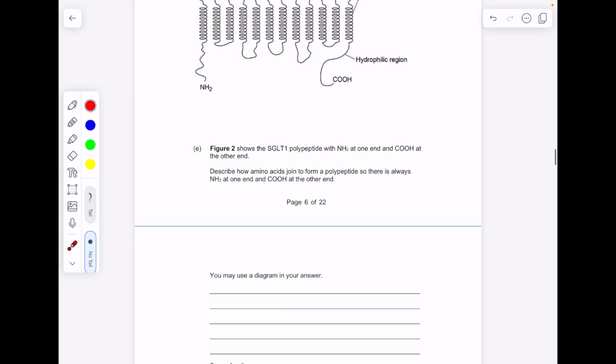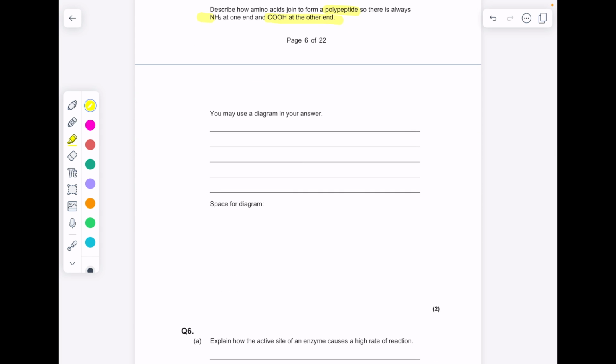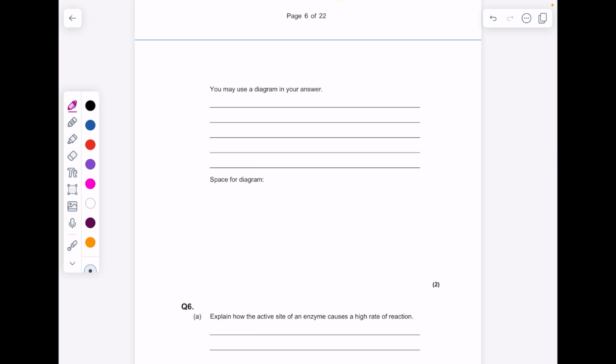Figure 2 shows the SGLT1 polypeptide with the amine group at one end and the carboxyl group at the other. Describe how amino acids join to form a polypeptide. So there's always one NH2 at one end and a COOH at the other end. You may use a diagram in your answer. And I'm not one for diagrams, but I think I will just do this. So we know that the amino acid contains central carbon, it has an R group which is variable. One end is the carboxyl end, one end is the amine end.